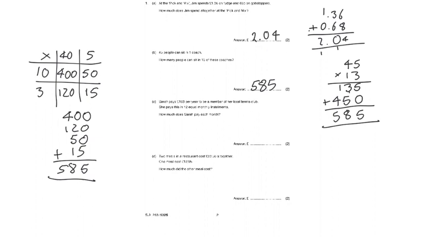Okay, Sarah pays £168 per year to be a member of her local tennis club. She pays this in 12 equal monthly instalments. How much does Sarah pay each month? So we want to see how many 12s go into 168. 12s into 1 don't go, 12s into 16 go 1, remainder 4. 12s into 48 go 4. And then we have it: £14.